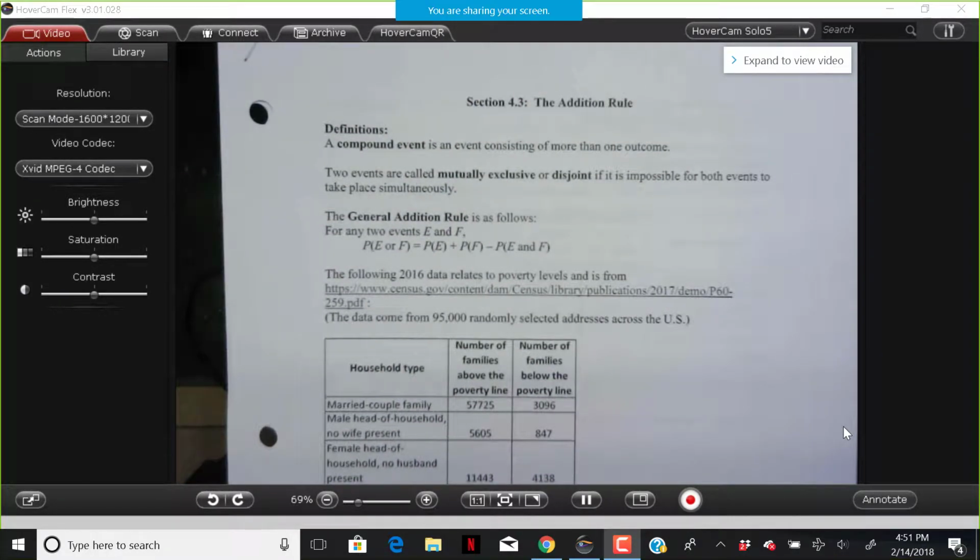4.3 is on what's called the addition rule. And the first thing we get is a definition of compound event. So a compound event is an event consisting of more than one outcome.